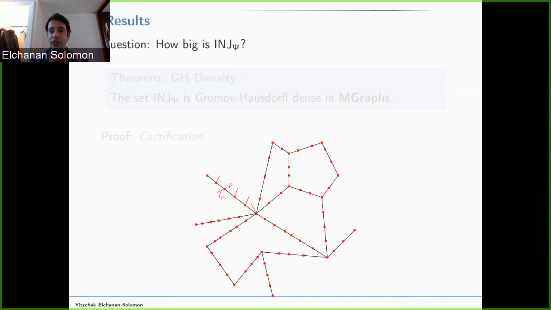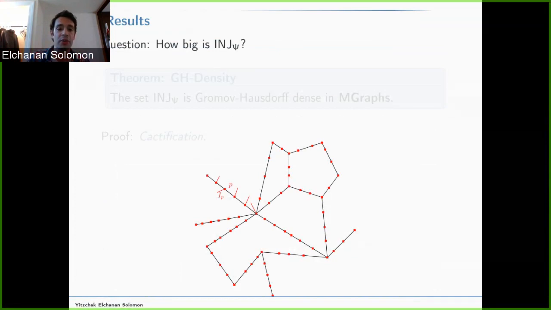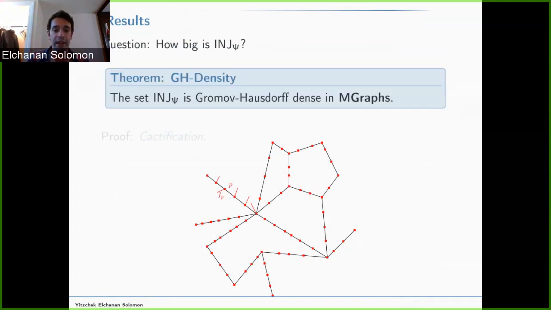So now we've found this set on which our transform is injective. Is this a big set? It's not going to be very helpful to us if it's only a few graphs which satisfy this condition. So the first result is that it's dense in the Gromov-Hausdorff metric. So in other words, every graph can be Gromov-Hausdorff approximated by another graph whose map psi is injective.